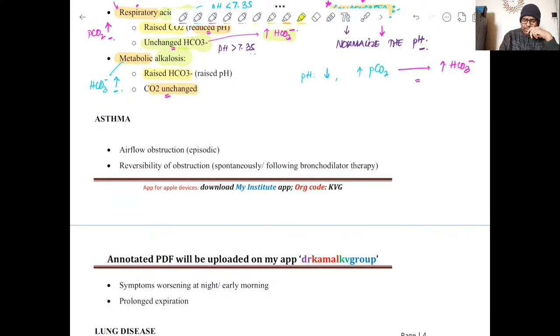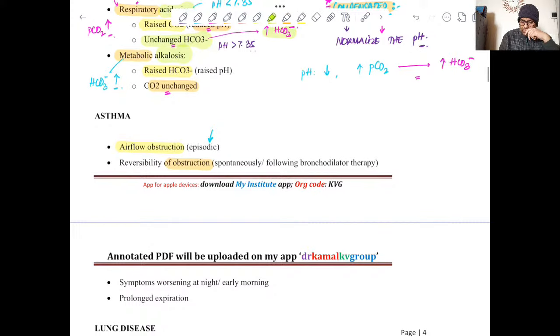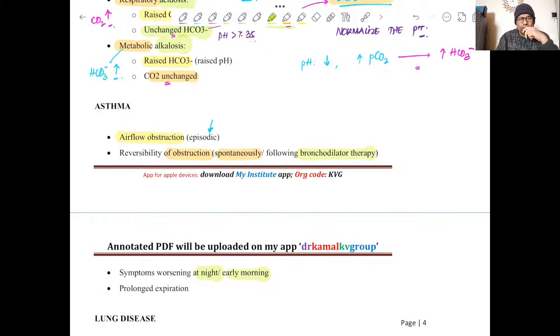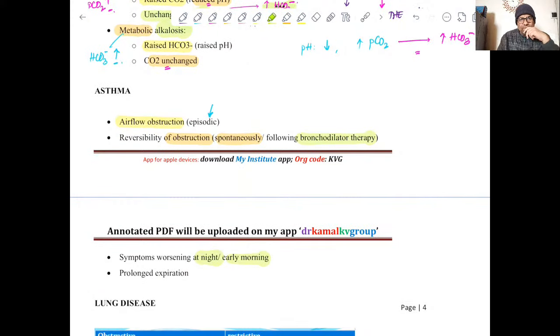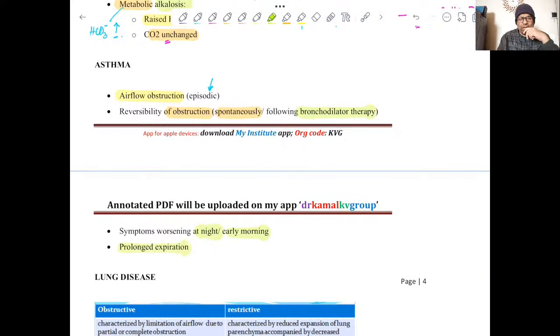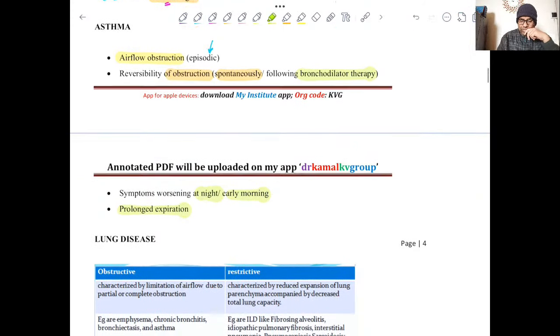Then moving forward to asthma, which is an airflow obstruction disease, and this is episodic. It means it is not regular. There comes an episode of airway obstruction, which usually comes at night or early morning, and this presentation of airway obstruction can resolve spontaneously, or sometimes the patient needs bronchodilator therapy. So these are important clues to make a case of asthma from a given case history. And of course, because of respiratory obstruction, there is prolonged expiration.